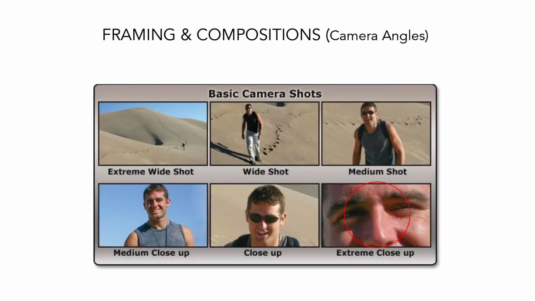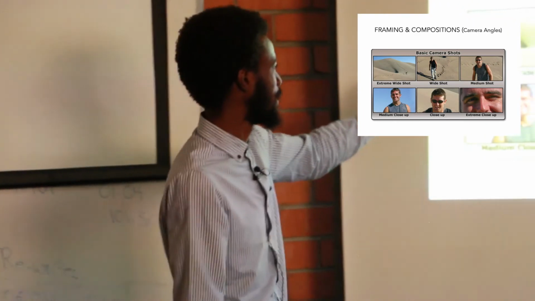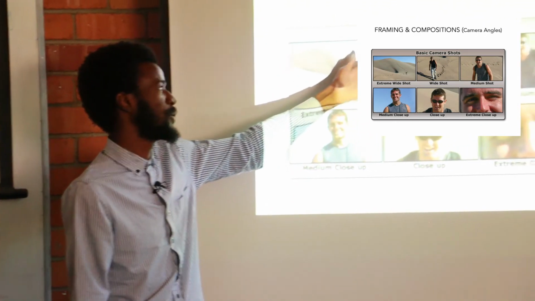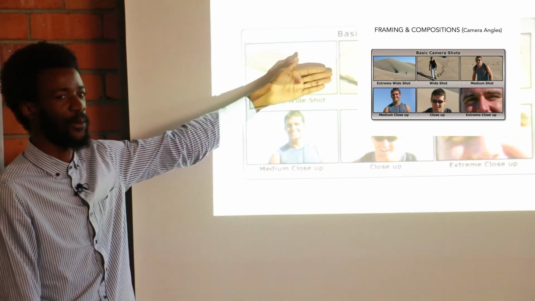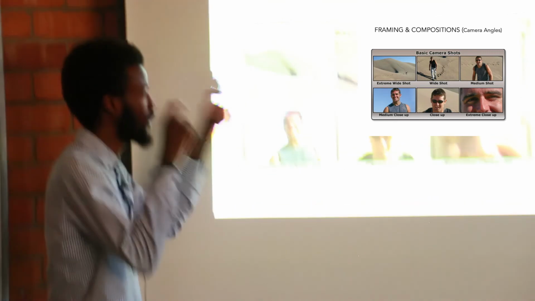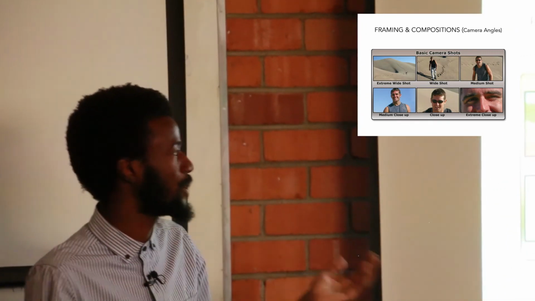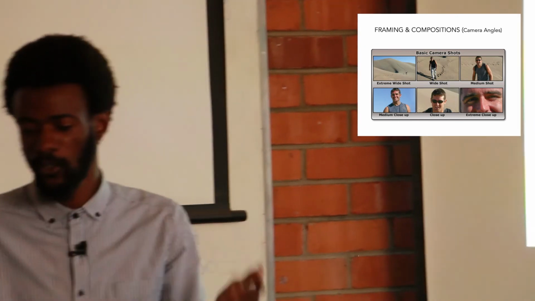Extreme close-ups, it works the same. If you want to show a person's emotion, and they're angry, it wouldn't really evoke much of an emotion when you shoot it in a wide shot as opposed to an extreme close-up, because you get to see their face. You get to see how angry or how happy the person is. So extreme close-ups are usually used for that.